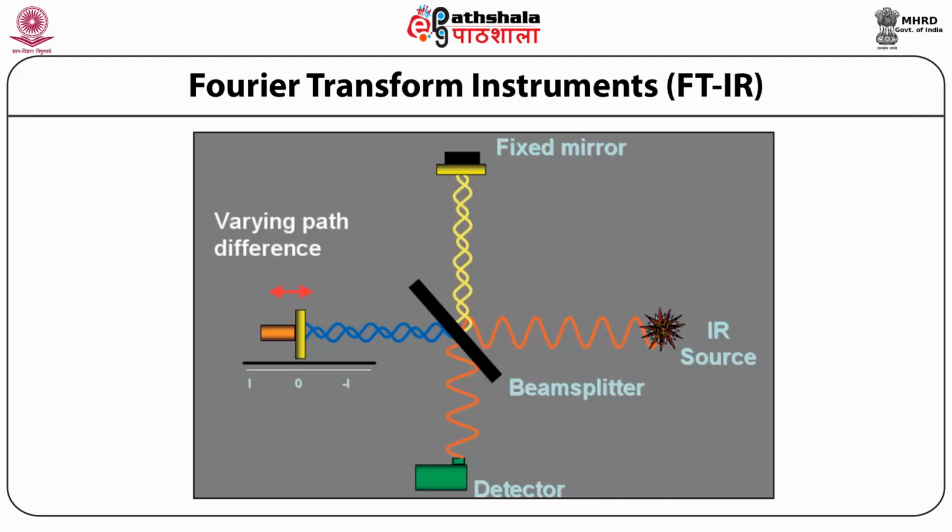A reference or background single beam is collected without a sample. The sample beam is collected with the only change being the presence of the sample. The ratio of these two leads to the spectrum.